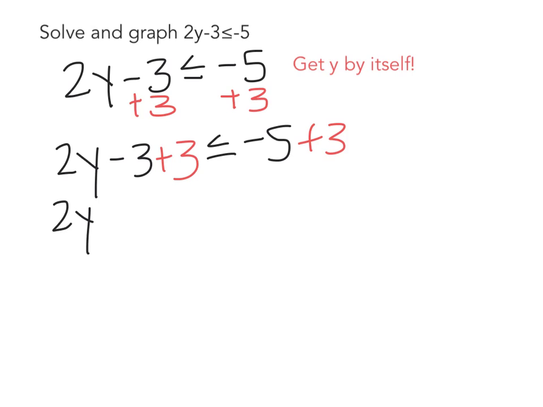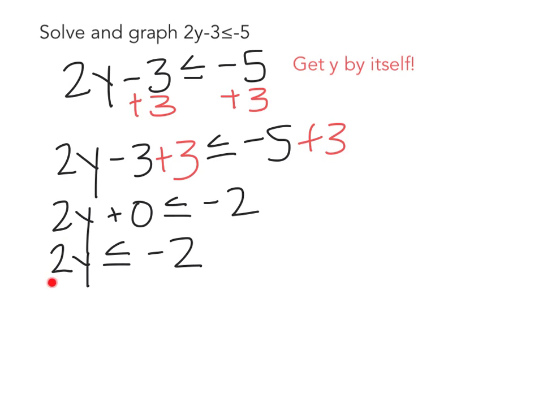And negative 3 plus 3 is just 0. And negative 5 plus 3 is negative 2. And we can rewrite this as 2y is less than or equal to negative 2. Now, as you know, we continue doing the opposite operation, and 2y is a multiplication problem, right? It's like 2 times y. And the opposite of multiplication is division. So we have to divide by 2 on both sides.